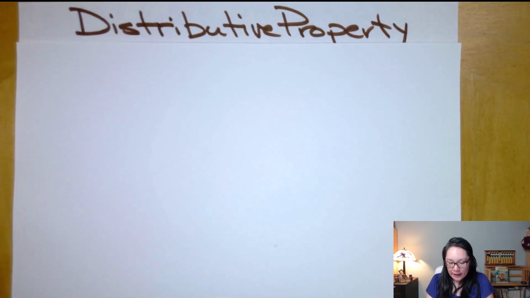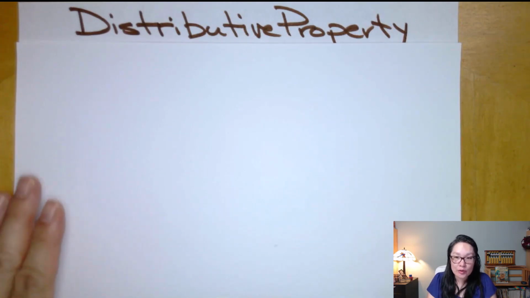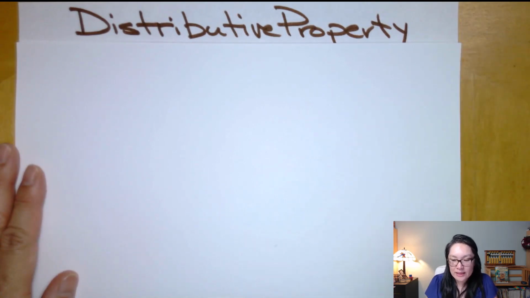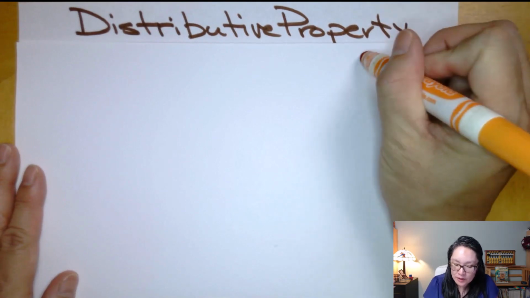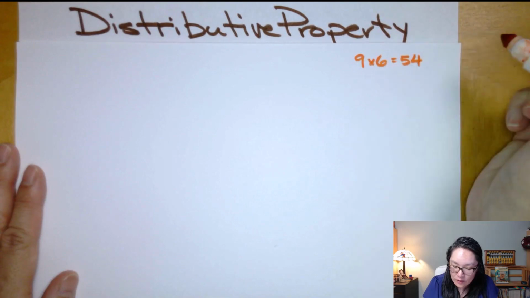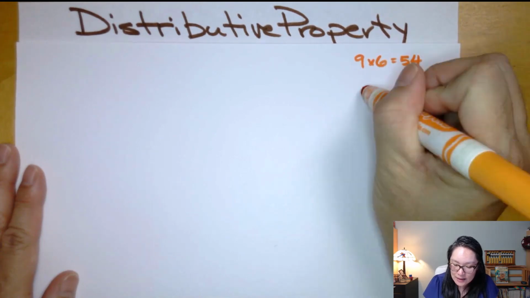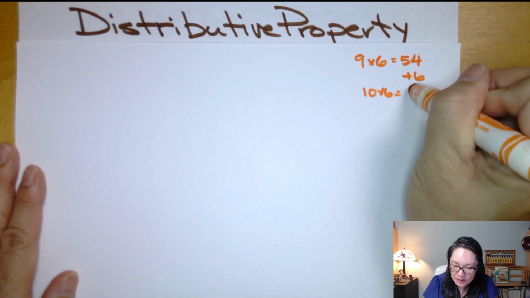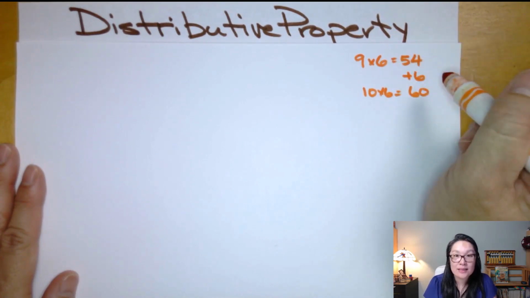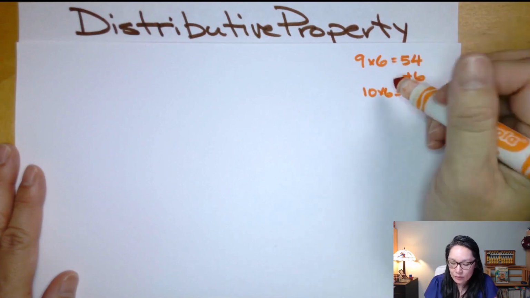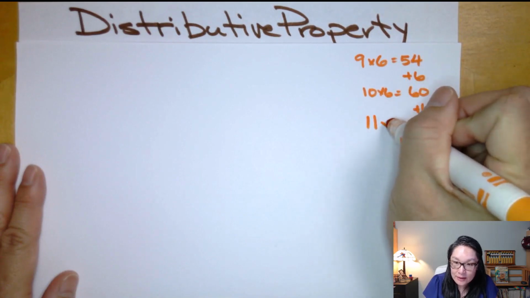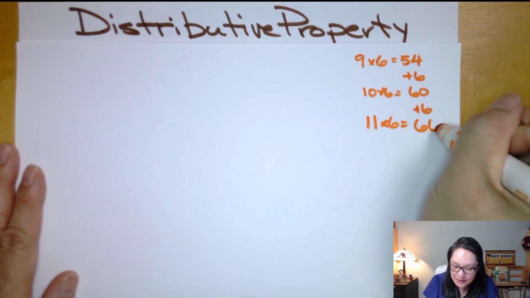So, okay, let's talk about what is not distributive property. What we can do on the multiplication is what we know as multiplying the sum. So let's start off with 9 times 6, right, is equal to 54. When we add 6, that is 10 times 6 is equal to 60, right? 54 plus 6 is equal to 60. That is how we're multiplying the sum.